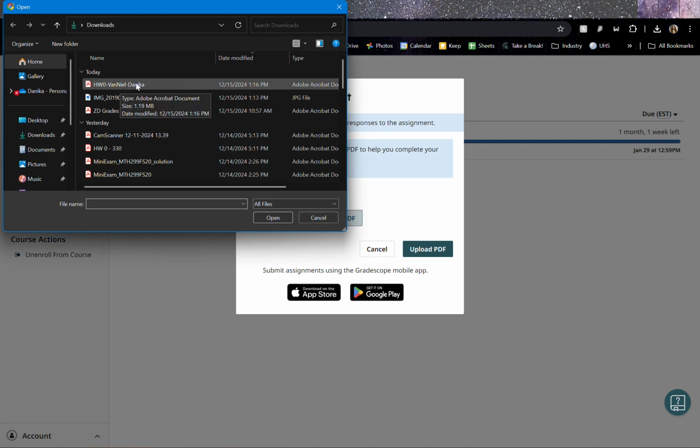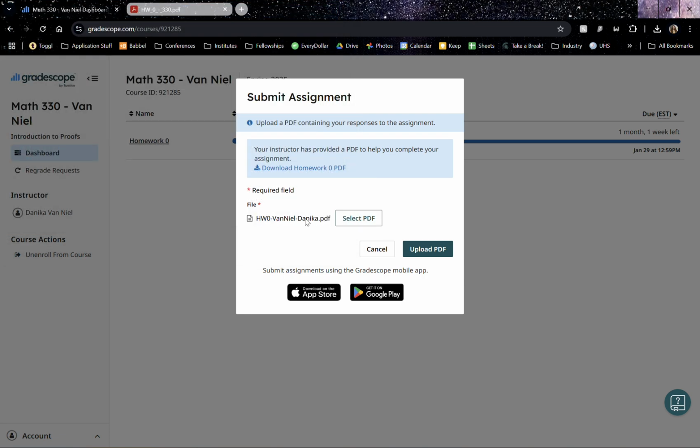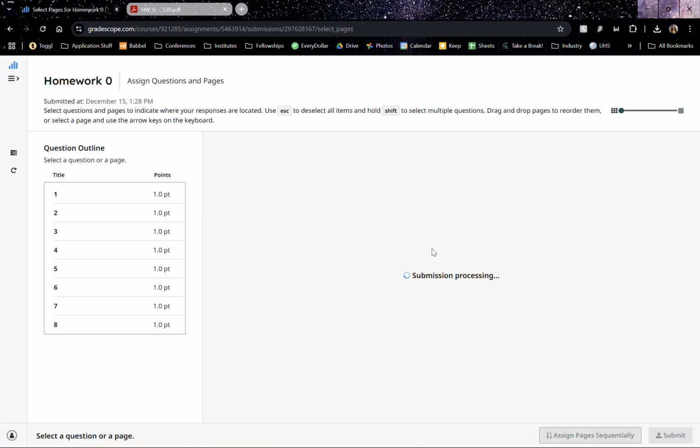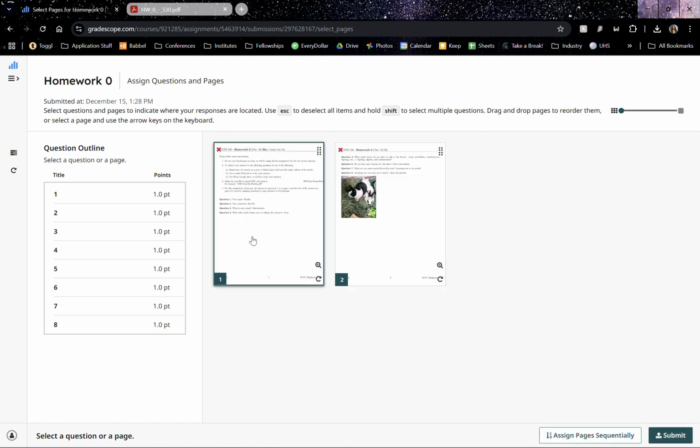So see here, you see all this stuff. And it does have the .pdf because it is a PDF, so you don't need to add that. I click upload. And now we're mapping out where each of the questions are. Okay, so select a question or a page. Maybe I'll select a page, and then I say all the questions that are on that page.